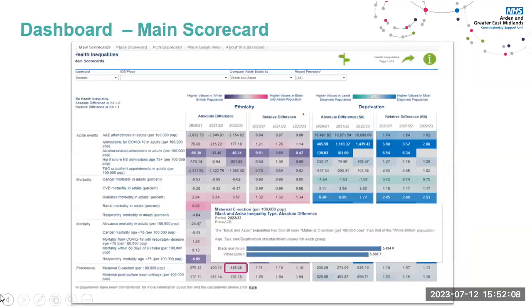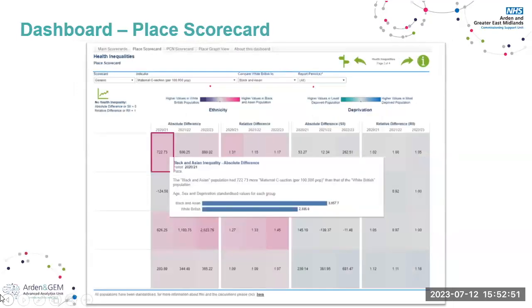So this is our ICB level visual page that we first walk into when we open the tool. And as you can see, I've just mentioned the measures. We have the absolute, relative, SII, RII for both ethnicity and deprivation. And down the left there, you can see the indicators listed. At the moment, I have selected the generic cohort, so you can see our generic indicators. In this example, I have selected maternity C-section rates. And you can see, for instance, in the example highlighted there, there are 553 more maternal C-sections within the Black and Asian community versus the white British.